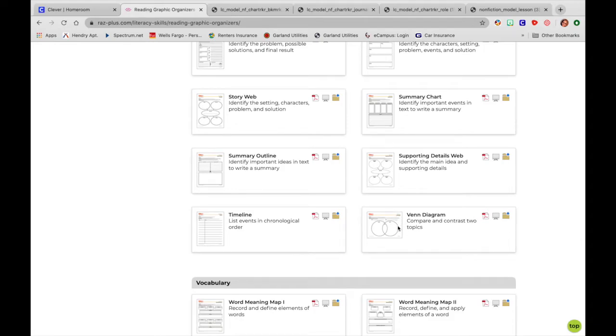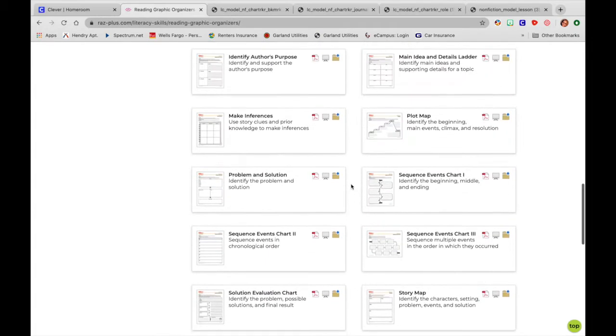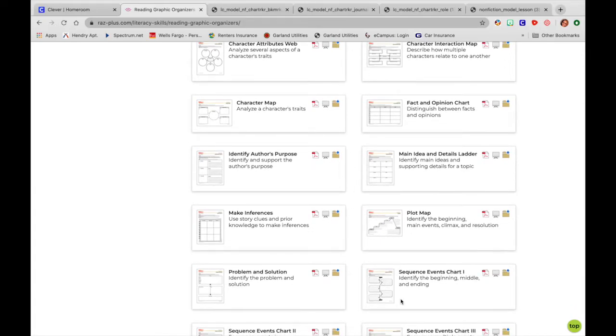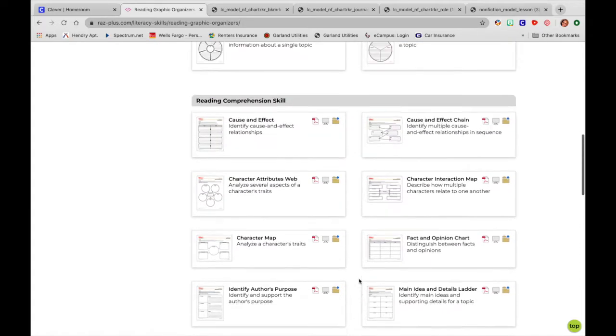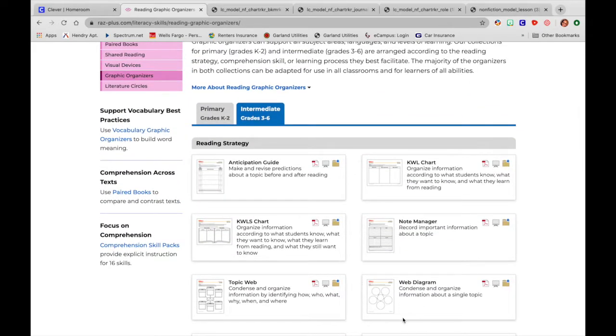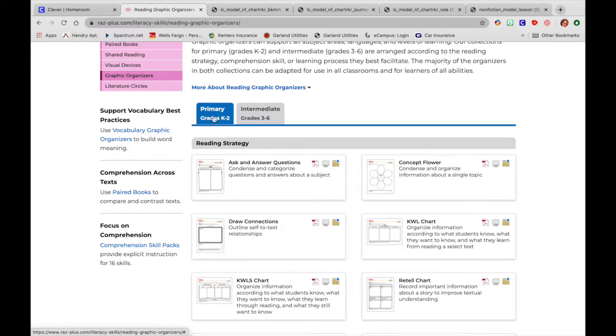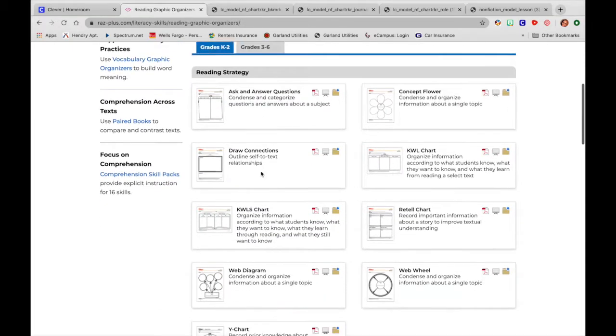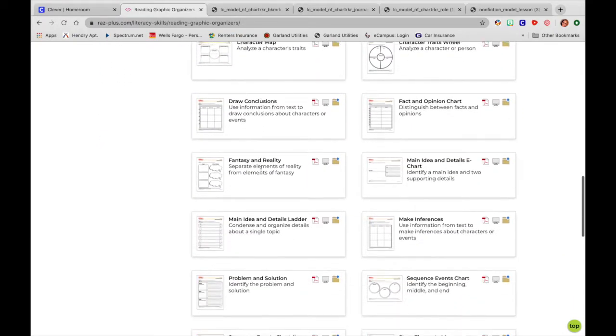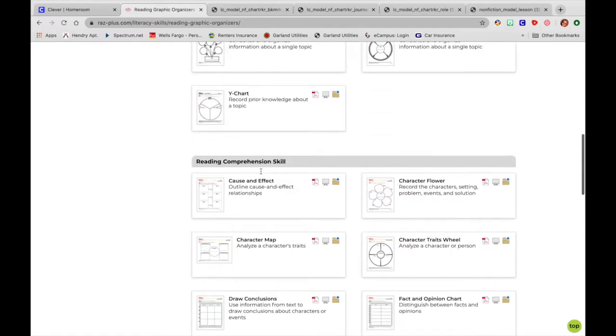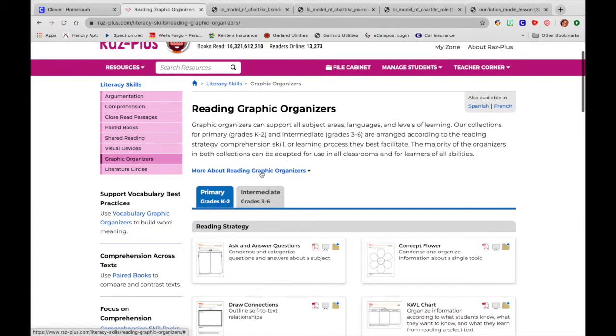A nice Venn diagram if they're comparing and contrasting. A sequencing chart if they're looking at beginning, middle, and end and trying to make sure they have that in chronological order. Web diagram, KWL chart, topic web. All of these can be printed off and housed wherever you put them in your classroom so that they match your organizational system. There's also primary grades. Their graphic organizers will look a lot different than the 3 through 6 graphic organizers, but that's okay.